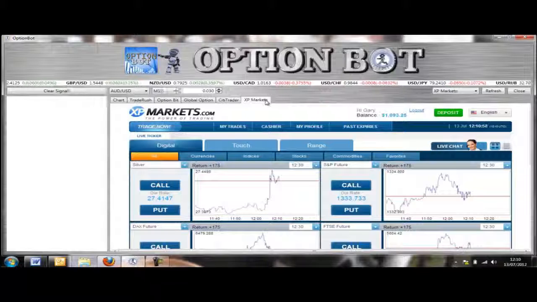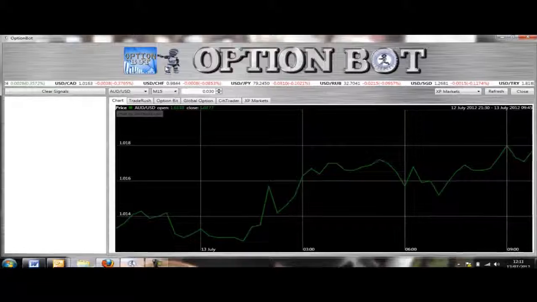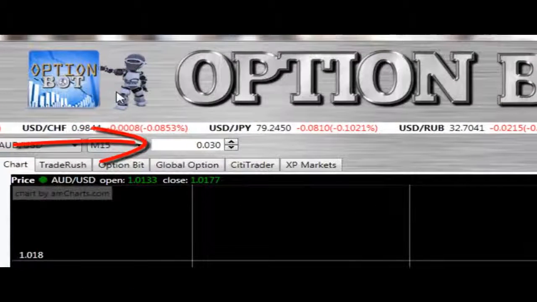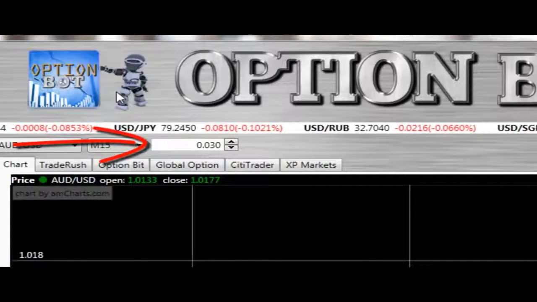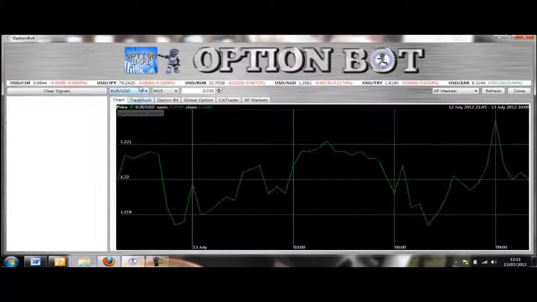So while I've been talking, the software has started analyzing data over the last 15 minutes, and it's looking for peaks and troughs, like you can see on the chart screen. Here you can set the parameter for the software to work to, and 0.030 is the equivalent to 3 pips. 3 pips is quite a large jump in currency terms. However, you can adjust this to suit your own needs. So as I select each currency pair, you can see the chart changing.